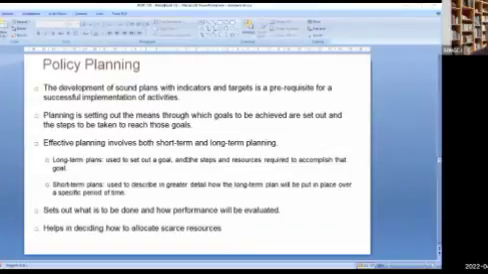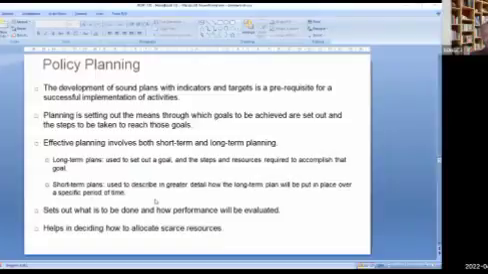So we have long-term plans, which are used to set out the goal and the step and resources required to accomplish that goal. Short-term plans are used to describe in greater detail how the long-term plan can be put in place over a specific period of time. So you can have a 10-year plan or a 20-year plan for the long-term plan. But then the short-term plan is used to break into contour things that need to be done in the short term to achieve the long term.